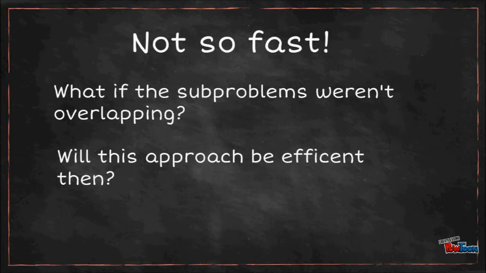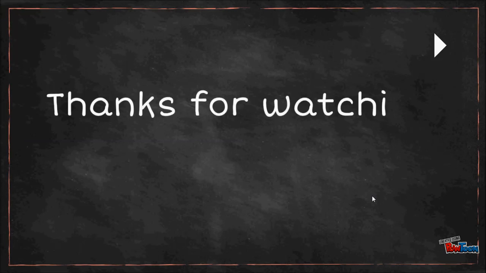But what if the subproblems weren't overlapping? Will this approach be efficient then? Well, if each subproblem is unique, then there will be no point in memoization. Memoization only works if we have the same subproblem again. If we do not have any overlapping subproblems, then there will be no point in memoization. Hence, this approach will not be efficient then. So those are the things we need to keep in mind before thinking about a dynamic programming approach to a particular problem.